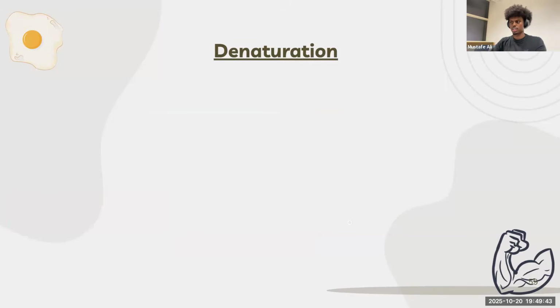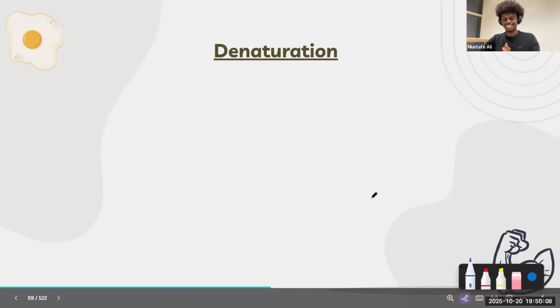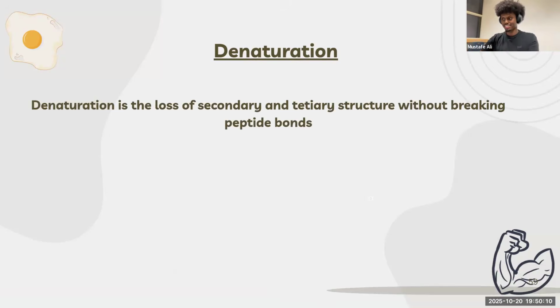Now, for denaturation, can anyone tell me what denaturation means? If any of you remember or not? Okay. Now, most of your answers are correct. Now, denaturation, in terms of definition, is the loss of secondary and tertiary structure without breaking peptide bonds. Now, all of your answers are correct.